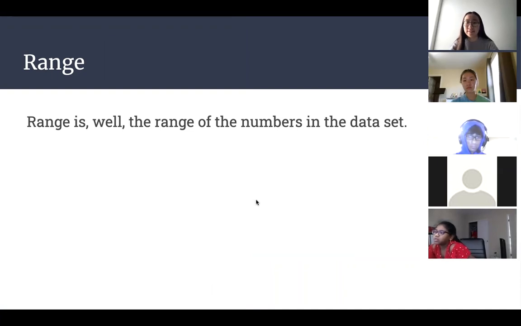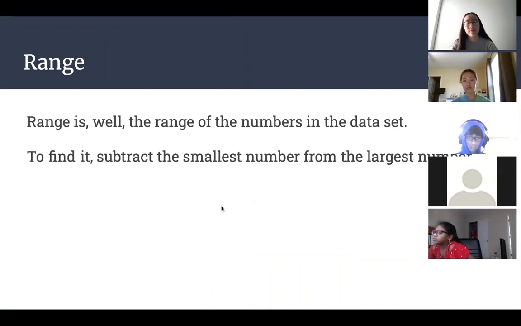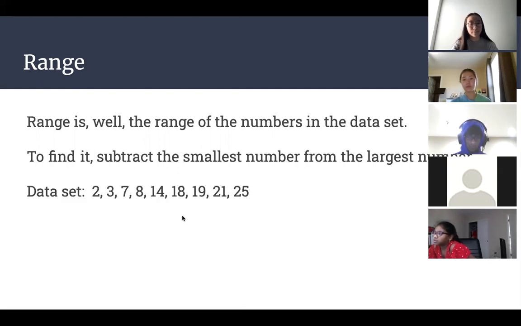Okay, and then the last one is range, which is basically the range of the numbers in the data set. To find the range, you have to subtract the smallest number from the largest number. Sometimes you also see the smallest number called the minimum and the largest number called the maximum. So let's take this example data set and then type in the chat which one's the largest number, which one's the smallest number.